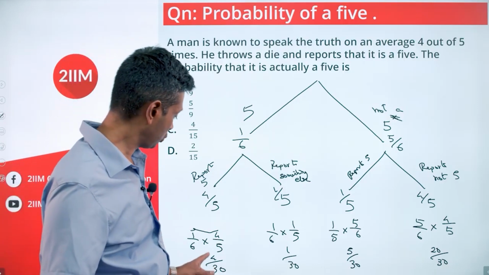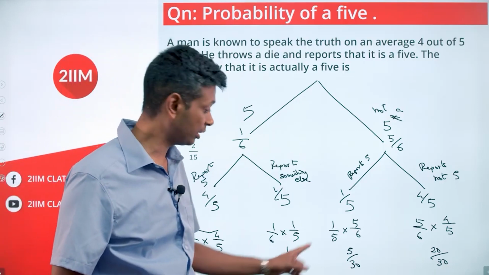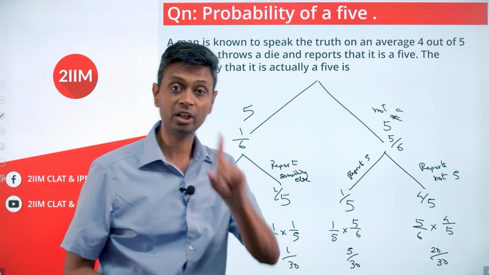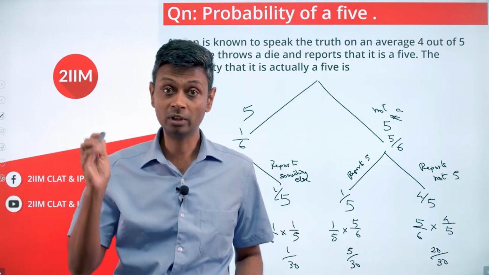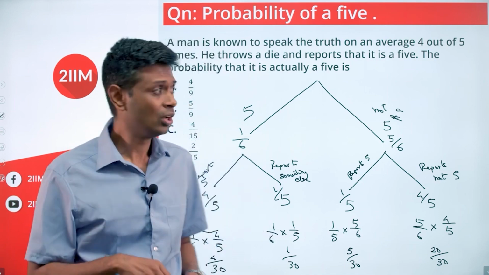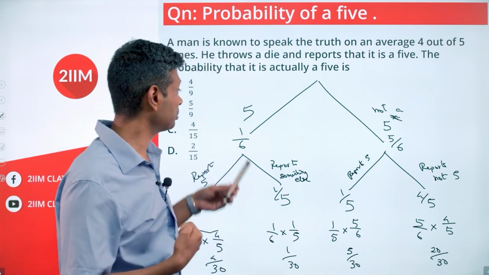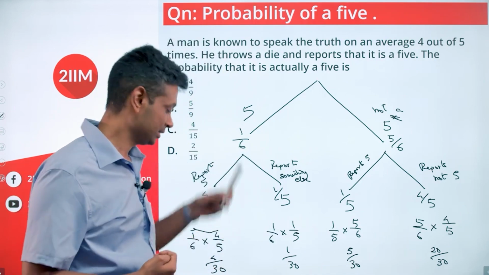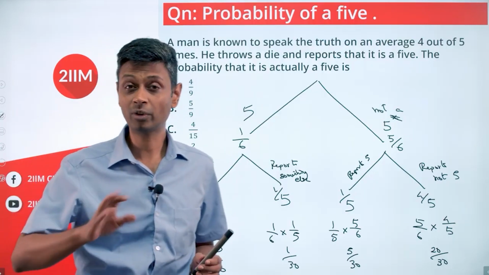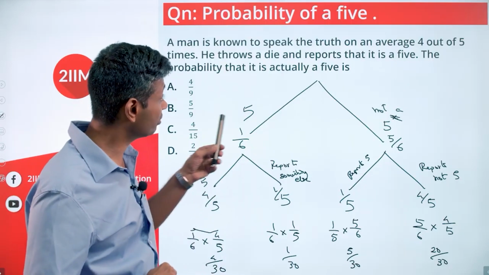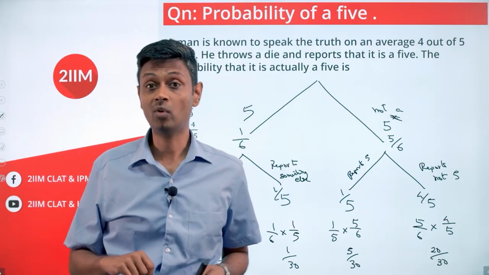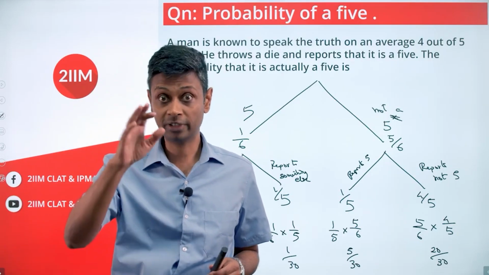Lovely. So 4 by 30 plus 1 by 30, 5 by 30 plus 5 by 30, 10 by 30 plus 20 by 30, is 1. These are the sum total of all possibilities, they all add up to 1. We have not been asked what is the probability that it turns out to be 5 and he reports a 5. That is simple, multiply this and get this. We have not been asked that. We have been told clearly that he reports a 5 and then we have been asked what is the chance that it actually was a 5.